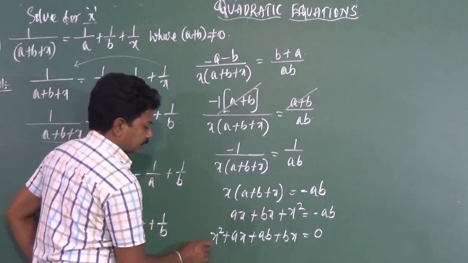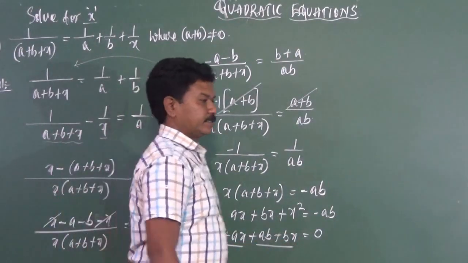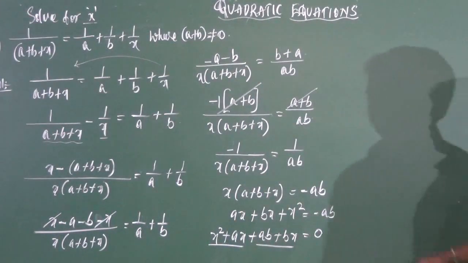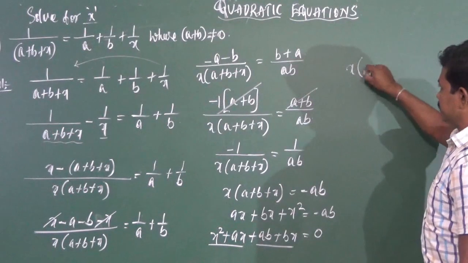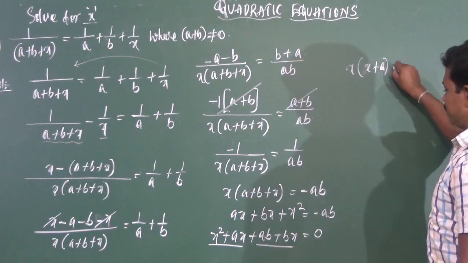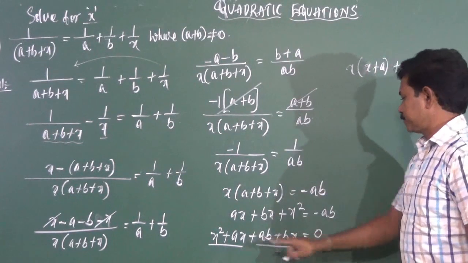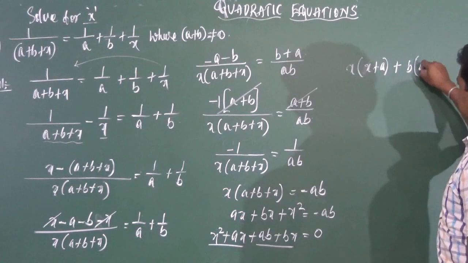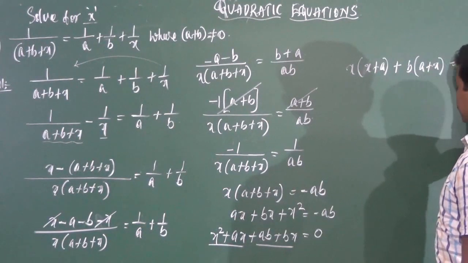I hope you can guess for these two terms. Can you take common there for those two terms? Yes, you can take x into (x plus a), plus here b into (a plus x) is equal to 0.